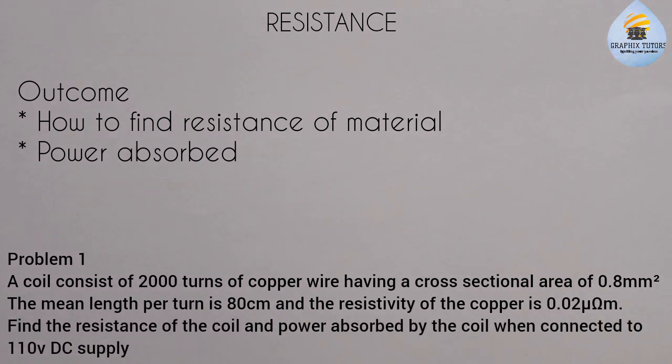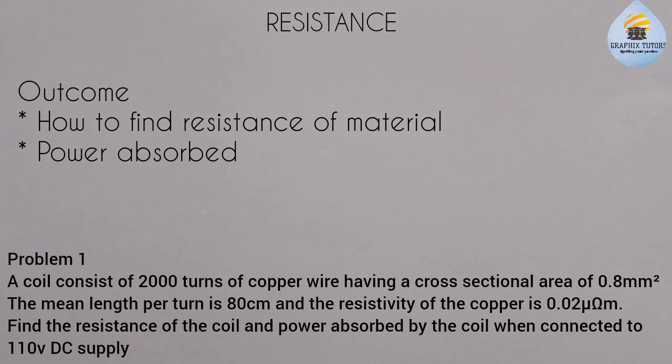It says a coil consists of 2000 turns of copper wire having a cross-sectional area of 0.8 millimeter square. The mean length per turn is 80 centimeter and the resistivity of copper is 0.02 micro-ohm-meter. Find the resistance of the coil and power absorbed by the coil when connected to a 110 volt DC supply.